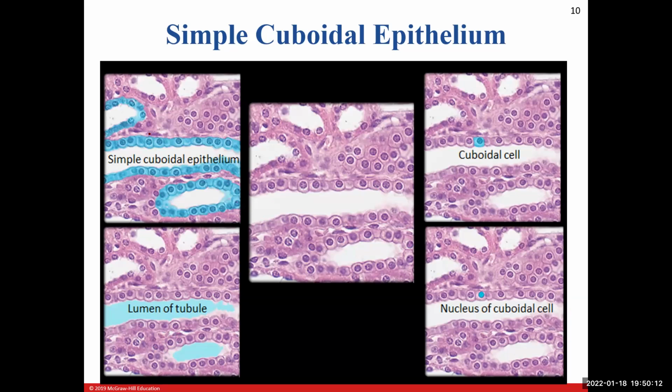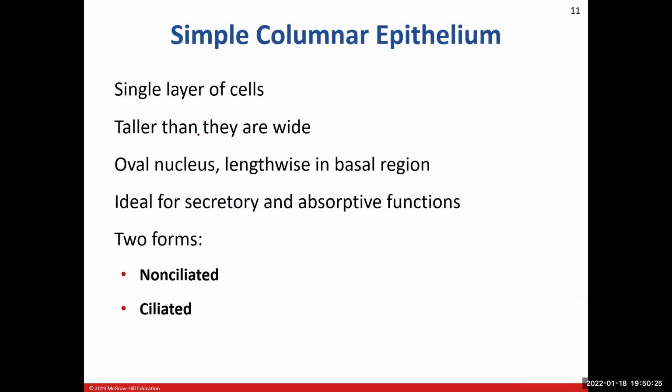These cells are uniform in shape. You can see the nuclei right there in the center of the cell. All right, so that's a great picture for that simple cuboidal epithelium.